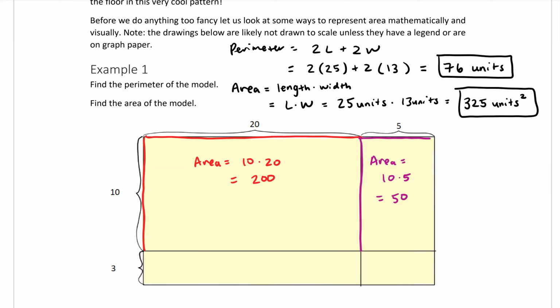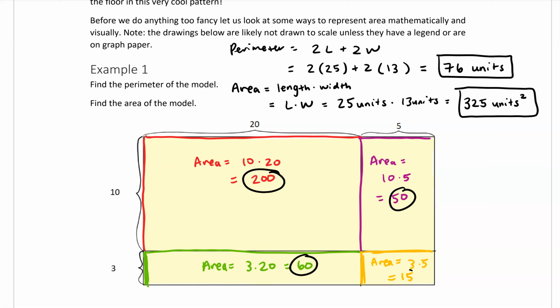And then let me use a different color. This rectangle has dimensions 3 by 20. So the area here is going to equal 3 times 20, which is equal to 60. And then that last piece, the dimensions are 3 by 5. It's a smaller piece, so it's going to be 3 times 5, which is equal to 15. Now, if we did this correctly, if I add up 200 plus 60 plus 50 plus 15, it should give us the same 325 value that we got earlier.